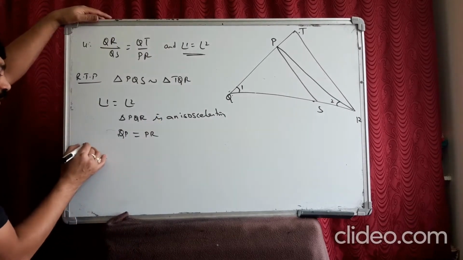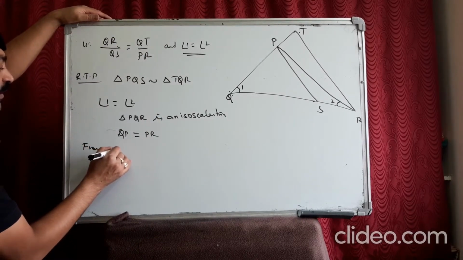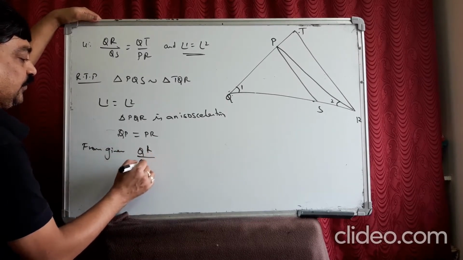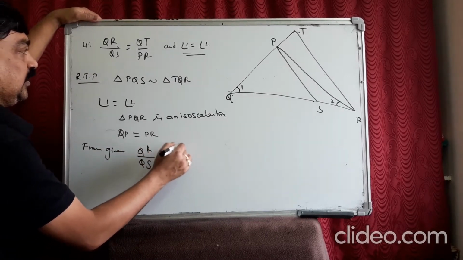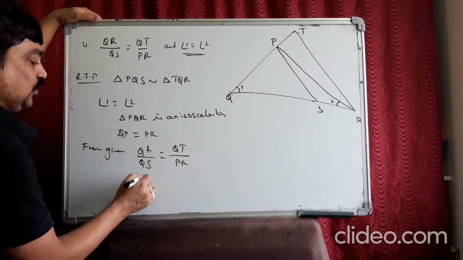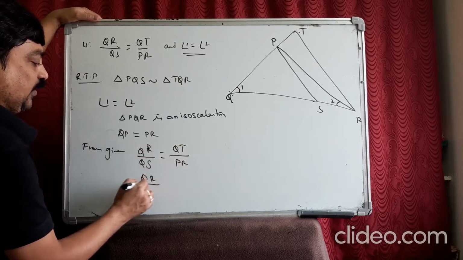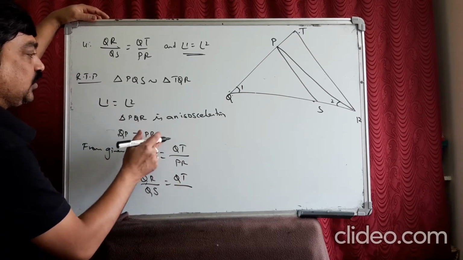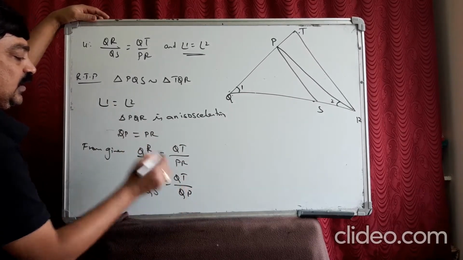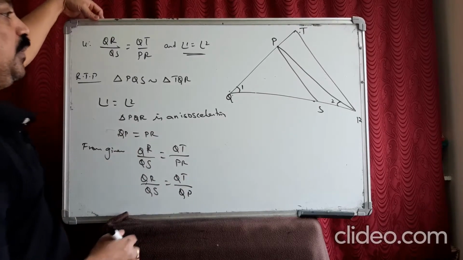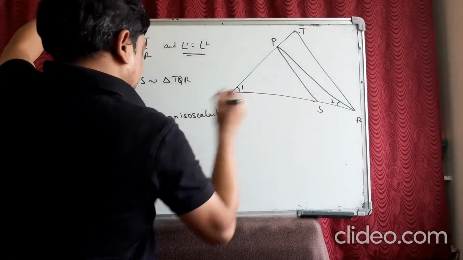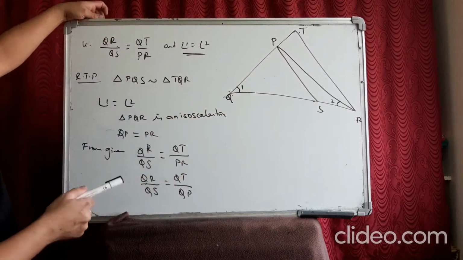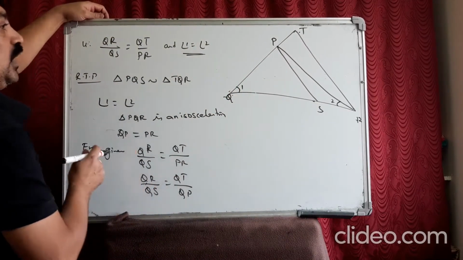Now, again from the given, QR by QS is equal to QT by PR. So you just write QR by QS the same, and QT by what is PR? PR is actually QP. So now what is happening here? QR by QS, and QT by QP. Now you are asked to prove that.